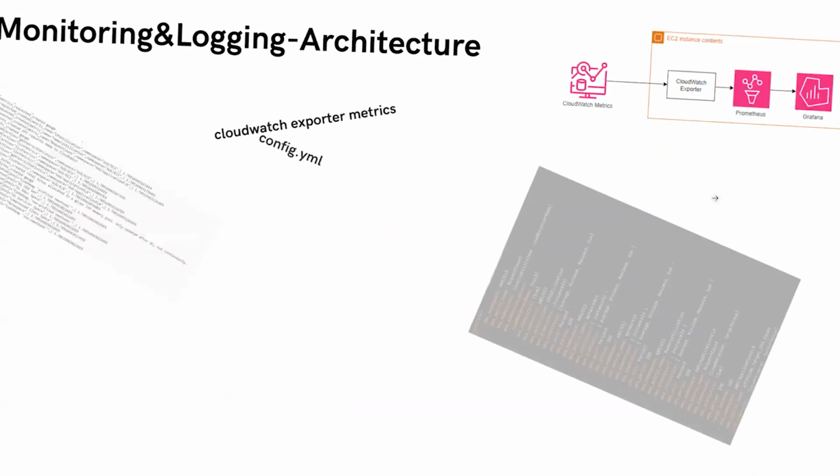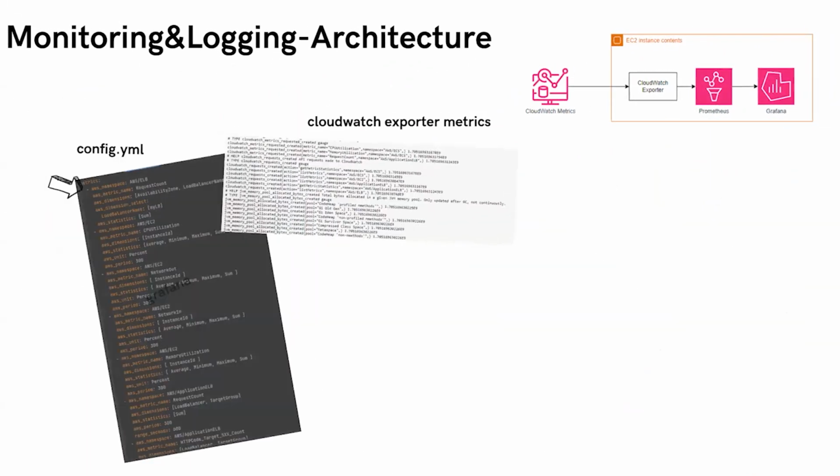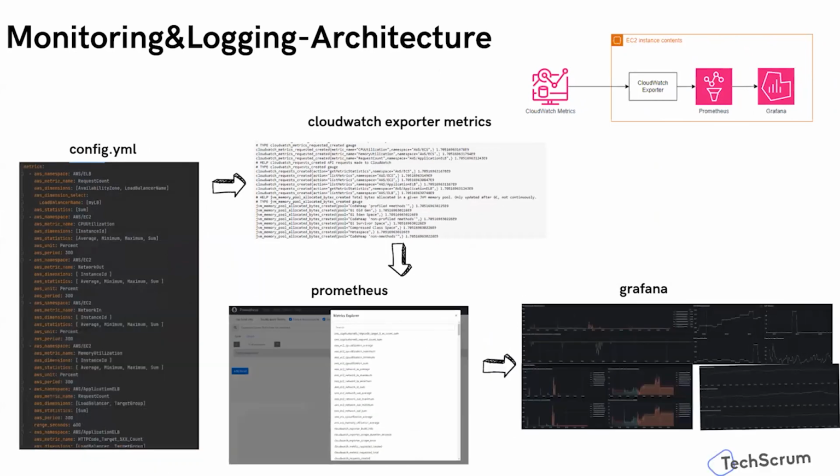The first is the collection of metrics. We determine the metrics to extract by writing the config YAML file of the CloudWatch exporter. We extract the metrics into Prometheus and finally display them through Grafana. Next page.